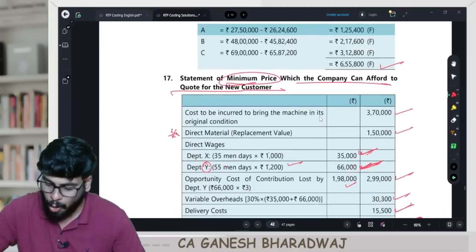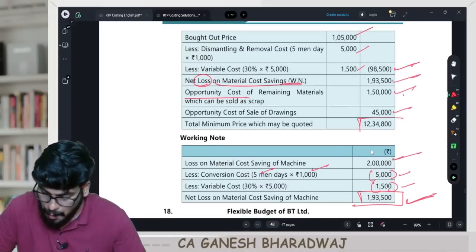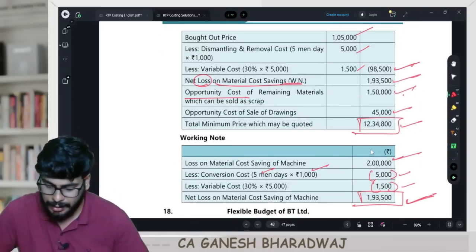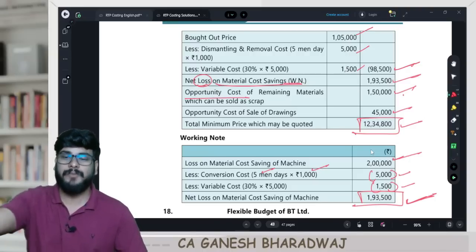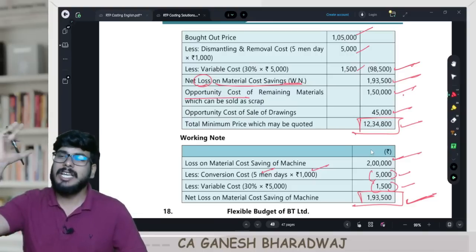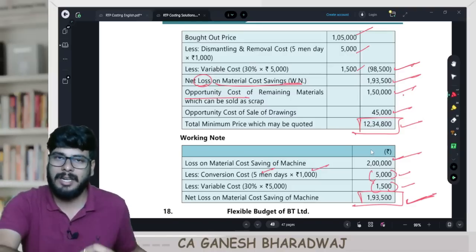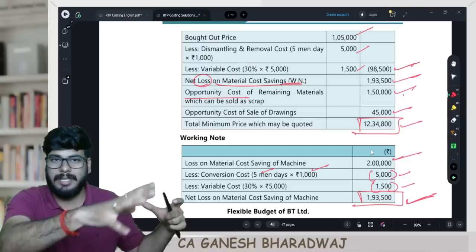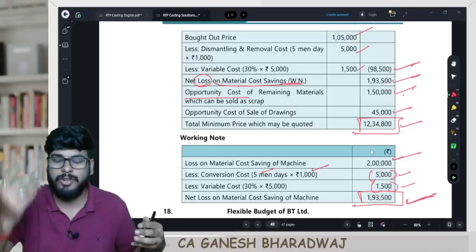Basically, if you add up all these things, the total relevant cost that they are incurring because they are trying to undertake this new contract is going to be 12,34,800. So if the new guy is willing to pay at least 12,34,800, I will be okay with it. If he is saying, no, I will not pay this much, I will only pay less than that, you can say that rather I will not take up anything. So let it be that whatever is inside the existing semi-finished job, you try to dispose of and leave it.